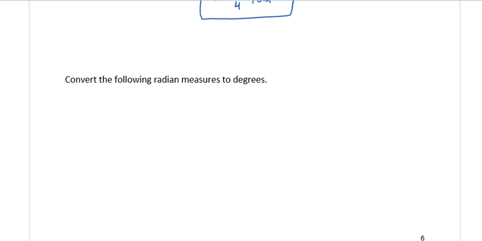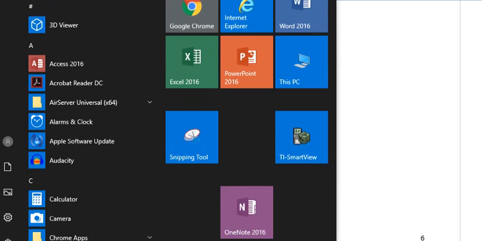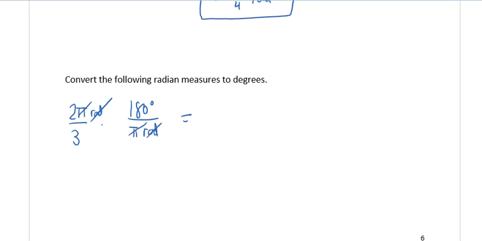Convert the following radian measures to degrees. Let's do 2 pi over 3. When I have 2 pi over 3, I'm going to multiply by 180 degrees over pi radians, because again, this was radians. I like to write radians so I can see them canceling, and it reminds me that I have it set up. My pi's are going to also cancel, and 2/3 of 180, that's really what I'm left with, 2/3 times 180. I can use my calculator, but it's 120 degrees.